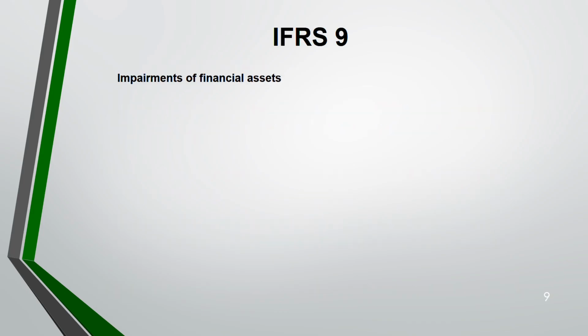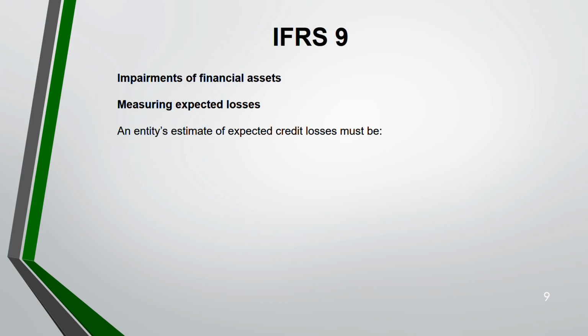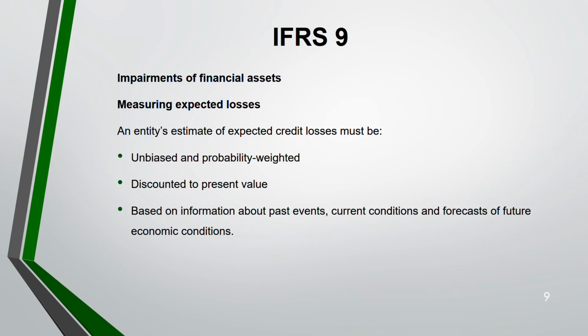Now, why adjustments? Because your loss allowance can go upwards, downwards. Okay, if it's going downwards, it's credited in profit and loss. If it's going upwards, that means more loss allowance, it will be debited. Now, measuring expected losses. An entity's estimate of the expected credit loss must be unbiased and probability weighted. That means it has to be based on a probability and it should be unbiased. Discount to present value based on information about past events, current conditions, forecasts of future economic conditions.